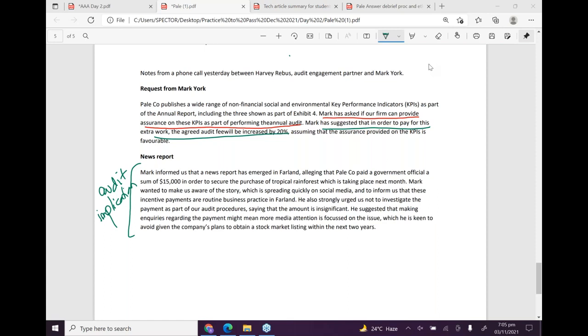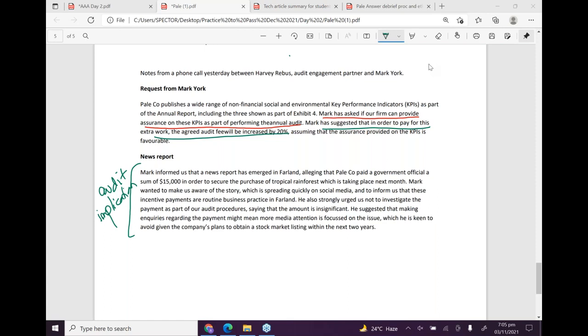Mars, done, your answer is correct. They're not providing an opinion, Mars. They're doing it as a separate engagement. Amir, very well done. You get 1 mark for saying this is going to be other information in the document containing audited financial statements, and therefore it would lead to self-review. That's a separate mark.